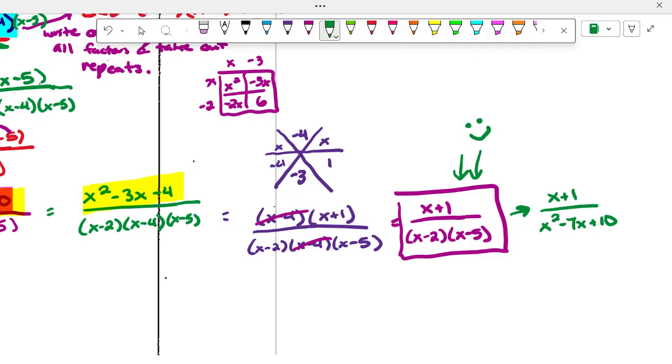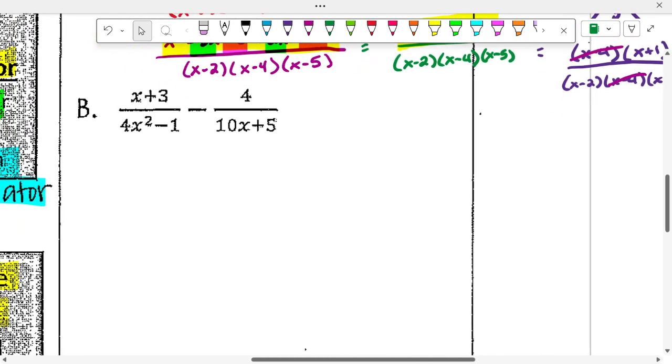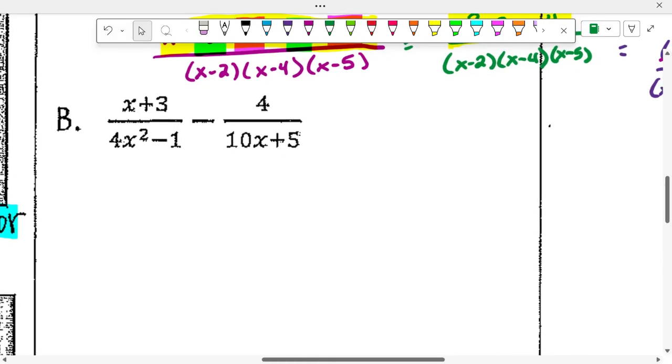All right, let's do one more and then we'll go on break. So letter B. Now, the difference between this one and the one we did previously is that instead of a plus, it's a minus. So get in the habit of changing this to plus and throwing the minus up into the second numerator.